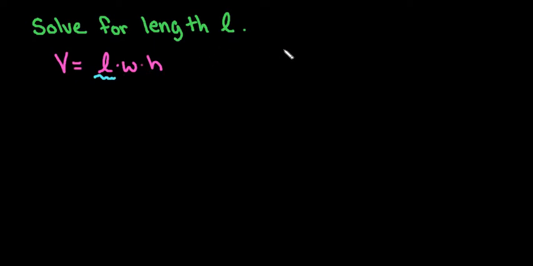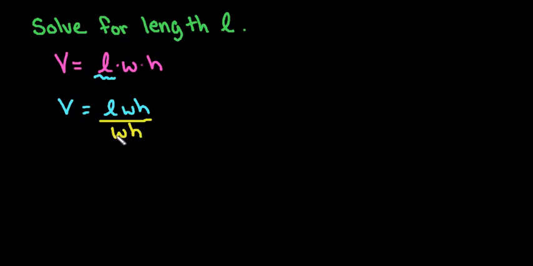I wanted to start with a really easy one. So basically what you have to do is move both the width and the height to the other side. And since we're multiplying all of these, basically all we're going to do to get length by itself is divide by everything that is not length. So in this case, we would divide by width and height.